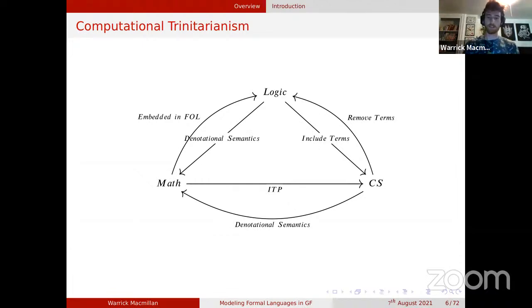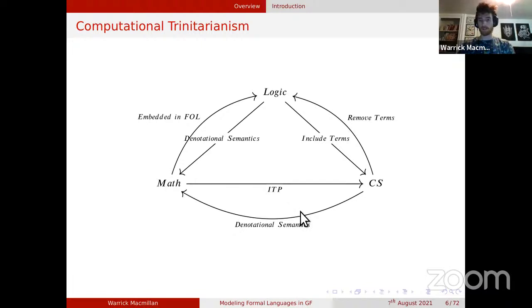So I'll just kind of go around the circle. From math to logic, math is kind of done in first order logic. So embedding math into logic, it's kind of already there. But then we can also go backwards from logic to mathematics. And that would be some kind of denotational semantics, where you take a syntactic phrase and give it a mathematical formula, maybe give it a truth value if it's propositional logic, or construct a model if it's first order logic.